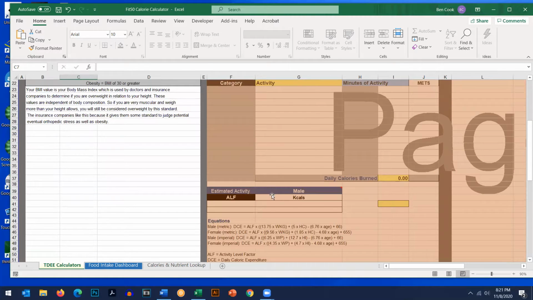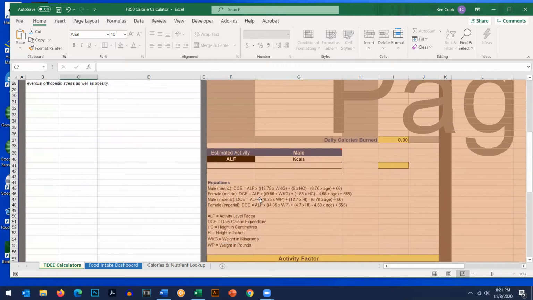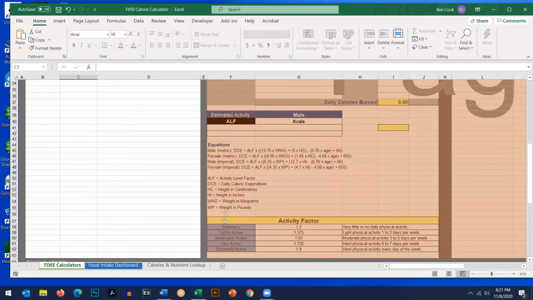And here's an estimated activity level that uses either your gender and these activity level factors down here through Katch-McArdle. And it's going to take a multiplier and add it on to your metabolic rate. And it's going to give you an approximate number of calories burned based on what you said your activity levels were. This is much more of a guess than putting down actual activities, but it gives you a ballpark figure, and that's going to enter in here.